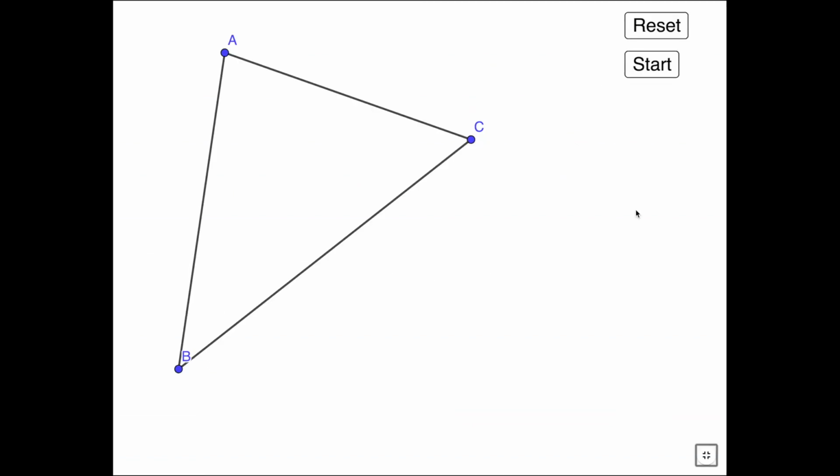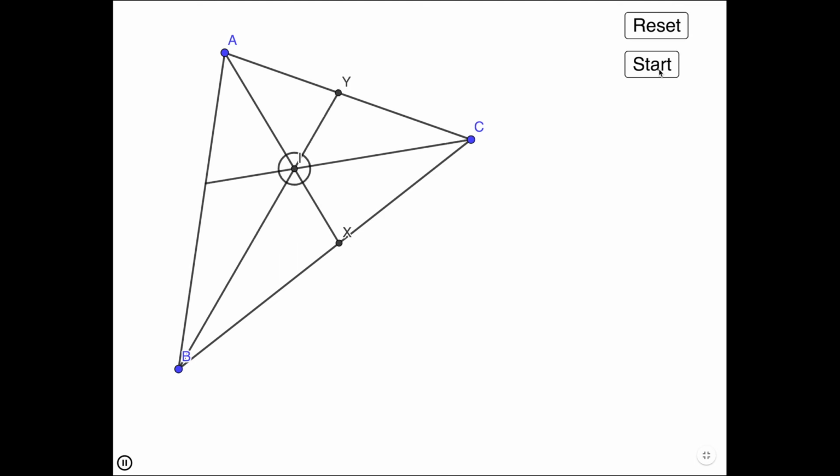So let's look at these two ideas very quickly. Here is a general triangle. We are going to start by drawing the angle bisectors. We can see that they will intersect at our point I, and if I draw the circle centered at I, it's going to intersect my sides perfectly. This would be our incircle.